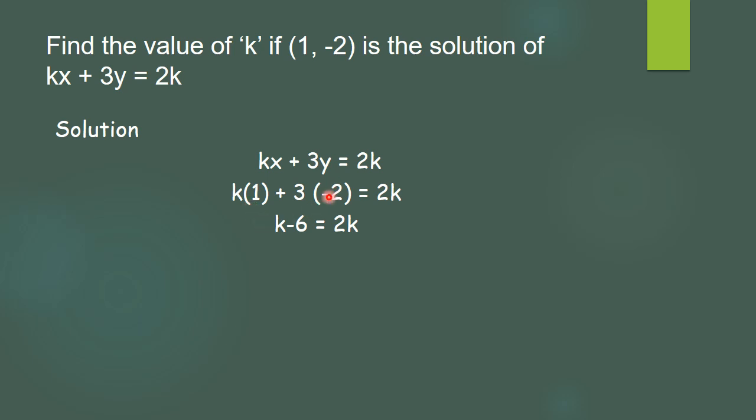Now simplify this. k minus 6 is 2k. Collect all the terms of k on one side. I will collect all of this on one side. So ultimately what I get: k minus 2k minus 6 is 0. Minus k minus 6 is 0. I will take the negative sign common. So that will be k plus 6 is 0, and k is equal to minus 6. Or here also you can simplify by shifting k to this side, and k will be equal to minus 6.